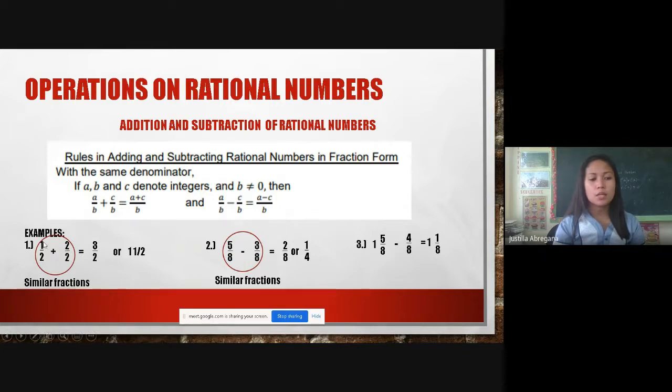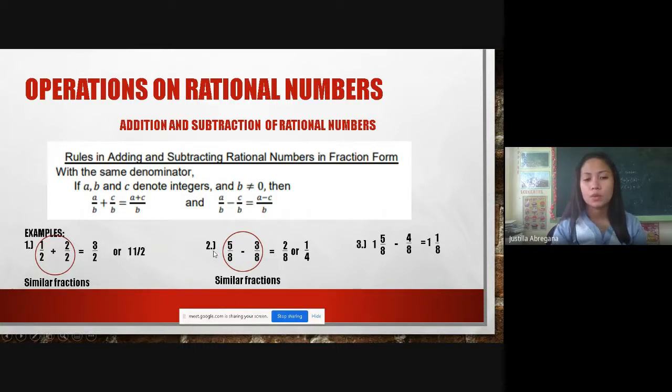Okay, as you can see, the two fractions have the same denominator. So that is why they are classified as similar fractions. So how are you going to add these two fractions? We will just copy the denominator and add the numerators. So 1 plus 2 equals 3. And the denominator, you just need to copy. So that's 3 over 2, or you divide 3 by 2, that is 1 and 1/2.